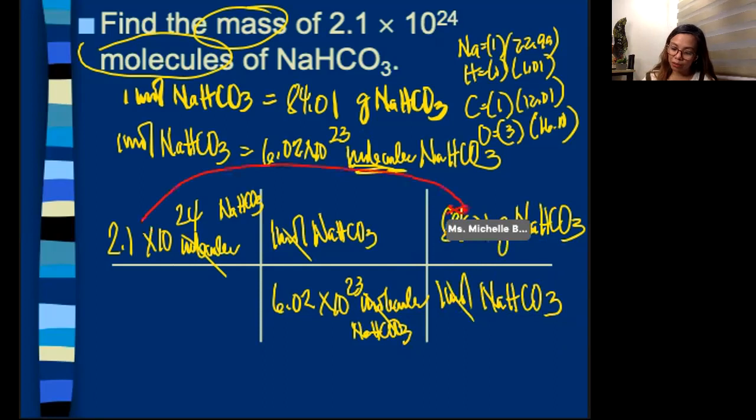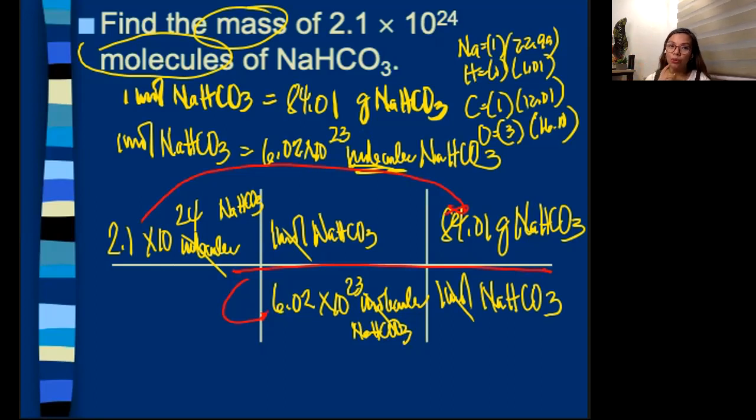This is multiplication, and then you're going to divide it by 6.02. So 2.1 exponent 24 times 84.01, okay, divided by 6.02 exponent 23. Okay, what did you get there? Pause the video first. Try to answer it on your own before you provide to me the answer.